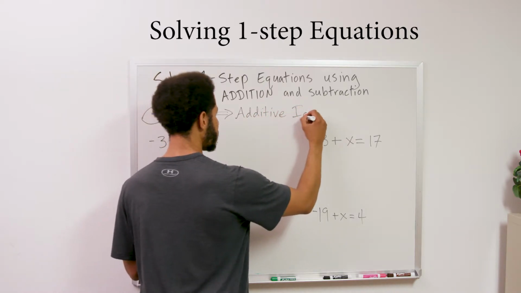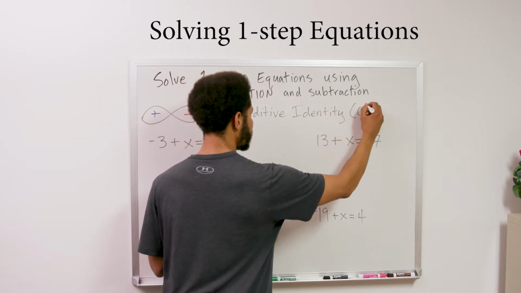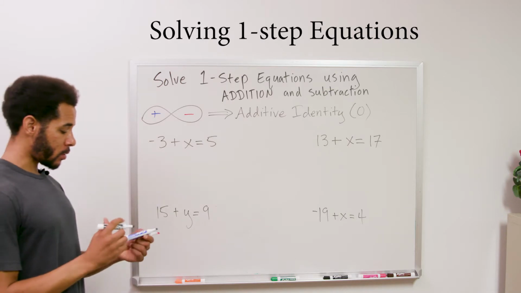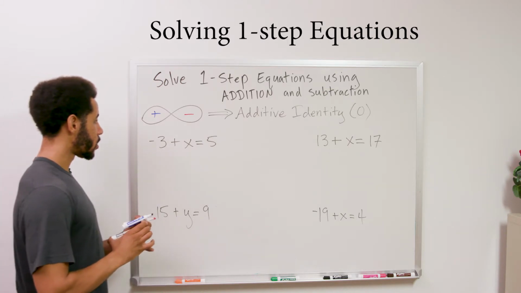I'll write this up here really quickly and remind us from a previous video that we have inverse operations of addition and subtraction. And what these do for us is they create the additive identity, which is just a fancy way of saying 0. If you add or subtract 0 from any number, that number retains its identity. It stays the same. So we're looking for zeros here.